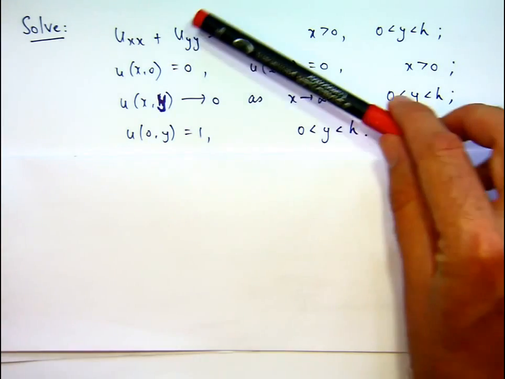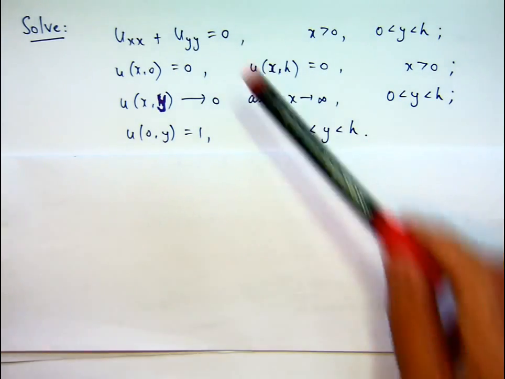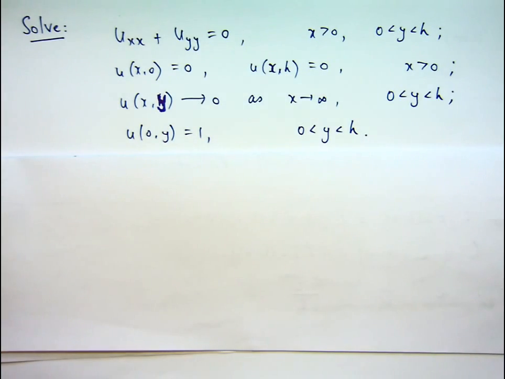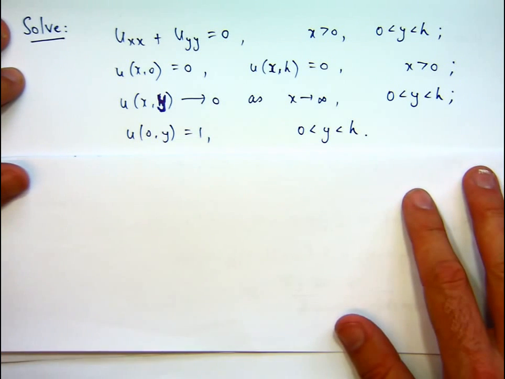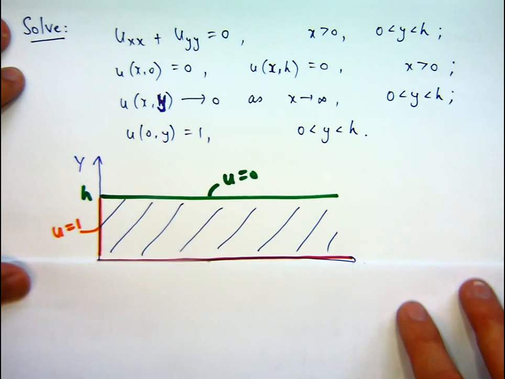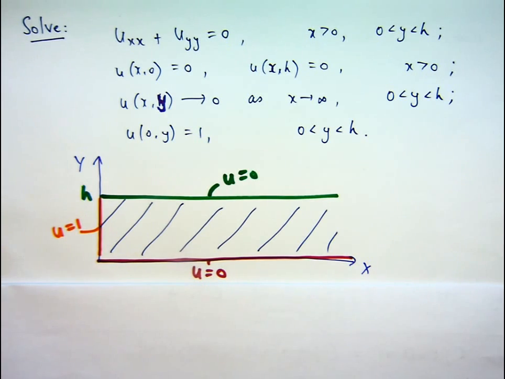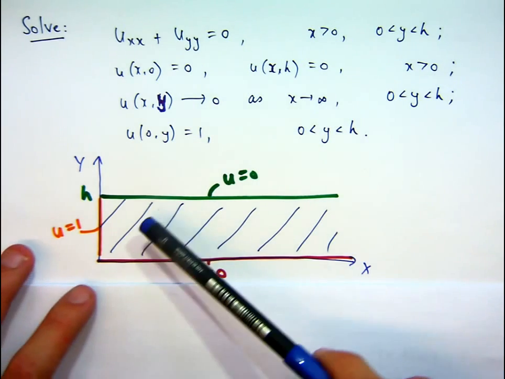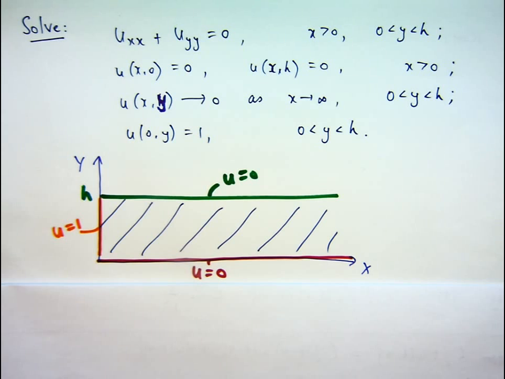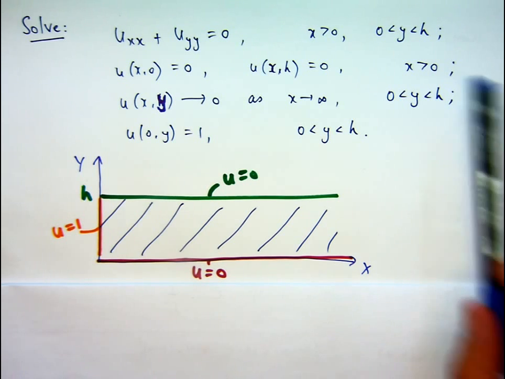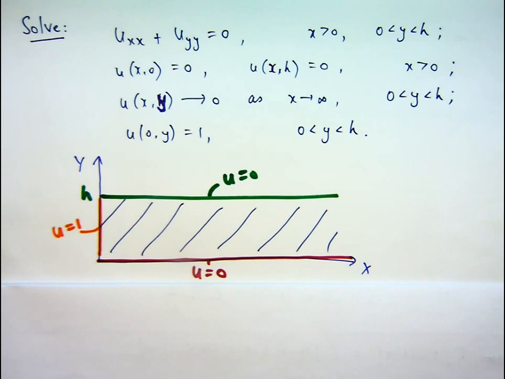So what we're going to try to do is solve the problem for the function u, which depends on x and y. Now sometimes with these problems what I like to do is start with a little diagram. Okay, so here we're trying to find the solution u for all x positive and for all y between 0 and h.